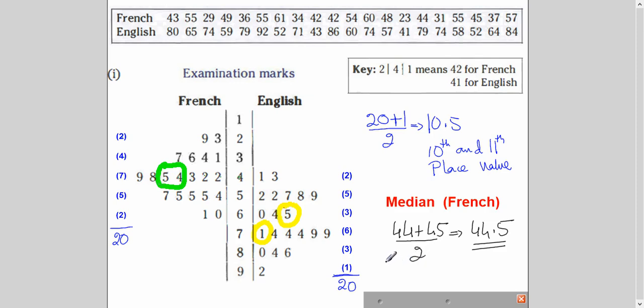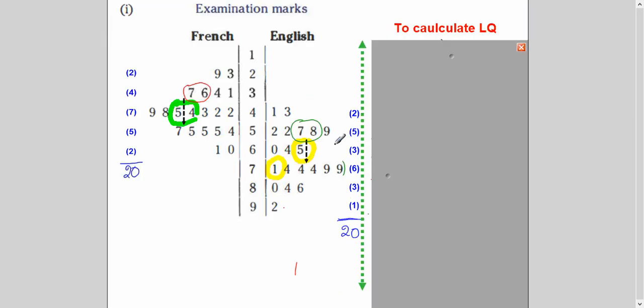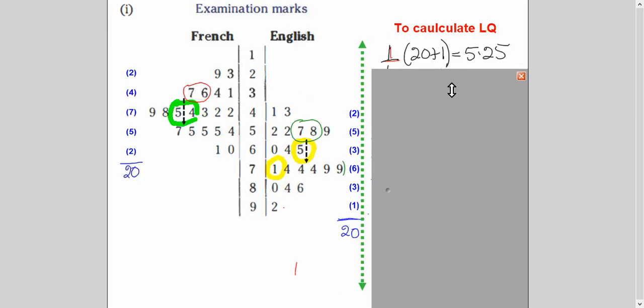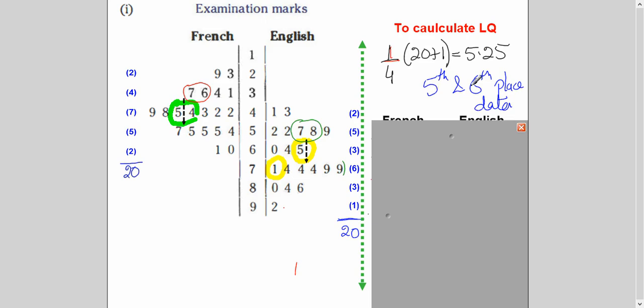Now we have to find out the upper quartile and lower quartile. For the lower quartile, first of all, we are finding the lower quartile of English and of French. The formula is 1 divided by 4 into n plus 1. So it is coming to 5.25. So the 5th place and 6th place data, talking about English and French.